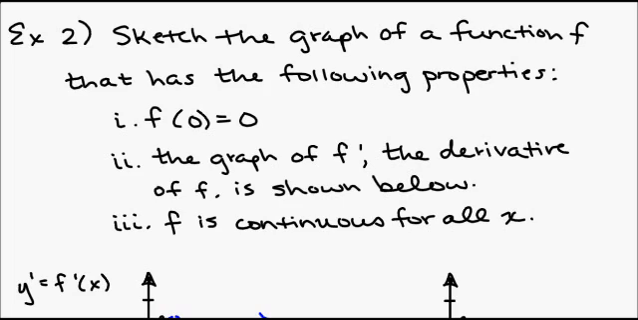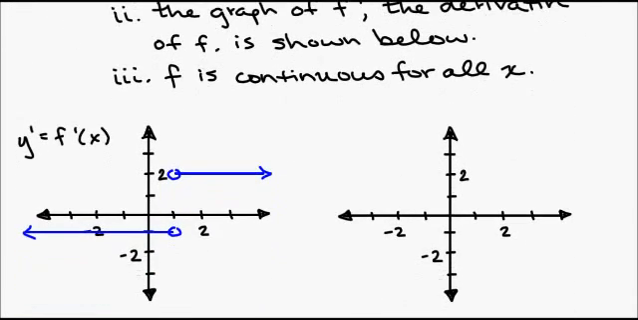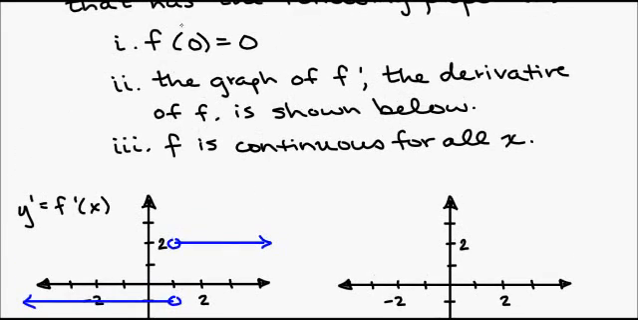Example 2. Sketch the graph of function f that has the following properties. f of 0 equals 0. The graph of f prime, which is the derivative of f, is shown below. I'll show you that in a second. And f is continuous for all x, so that means no holes, no jumps. Okay, so here is our derivative. But let's look at our first criteria first.